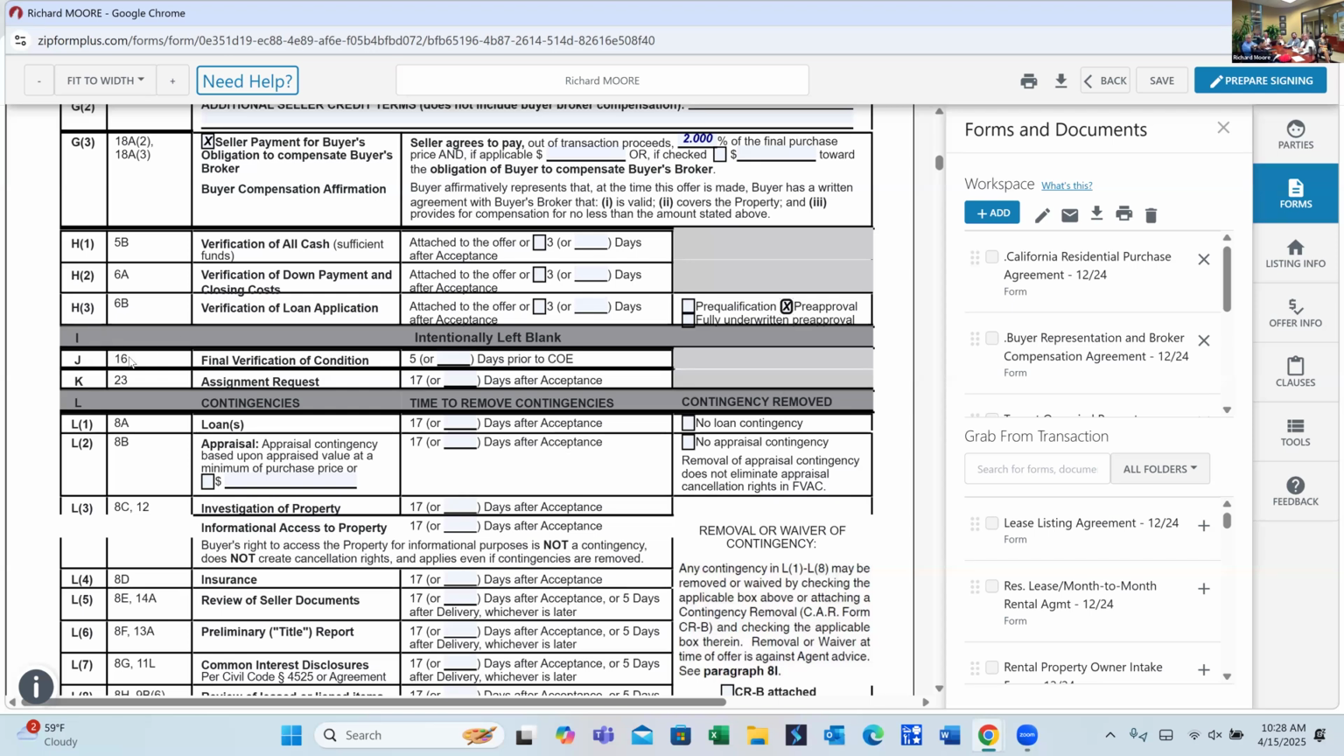And then section J, final verification of condition. Well, before the close of escrow, we're entitled to walk through the property to see if it's in the same condition as of the date of acceptance. The only change would be if I have a request for repairs and the seller agreed to repair certain aspects of the property. Other than that, now this is about the only warranty you get in the property. So let's assume, date of acceptance, the stove's working or the AC is working. And then you go through the final walkthrough and it's not working. Well, they have an obligation to correct that.